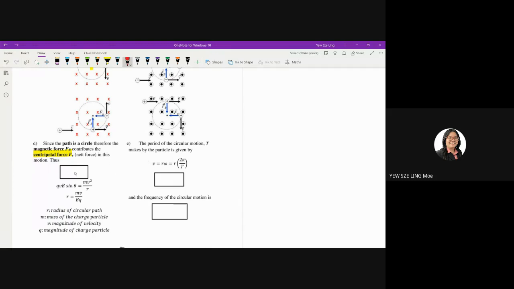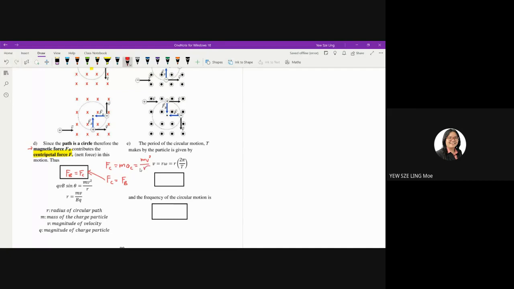FC equals to MAC. Okay, let us write it outside first. FC equals to MAC. And in this case, the thing that causes my object to rotate in a circle is a magnetic force. Therefore, at the same time, FC equals FB. And this is the thing that we want to put here. So FB equals FC. So FB equals QVB sine theta, FC equals MAC, and MAC equals MV squared over R.